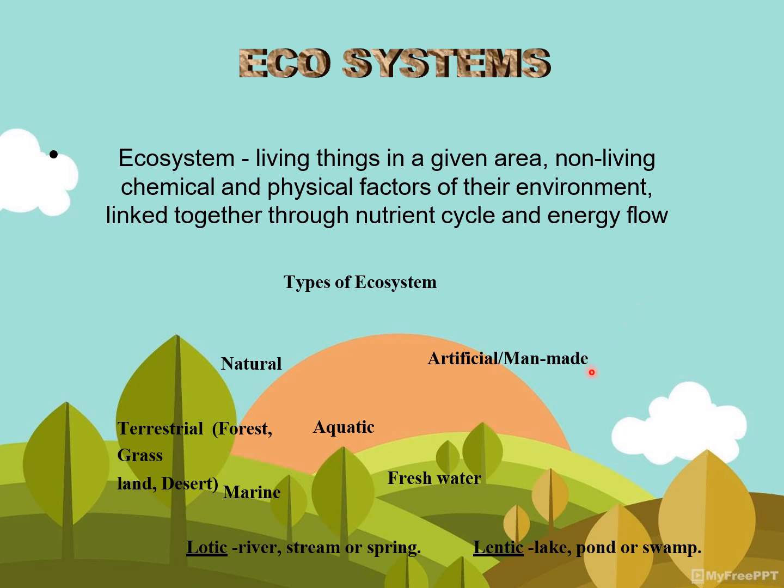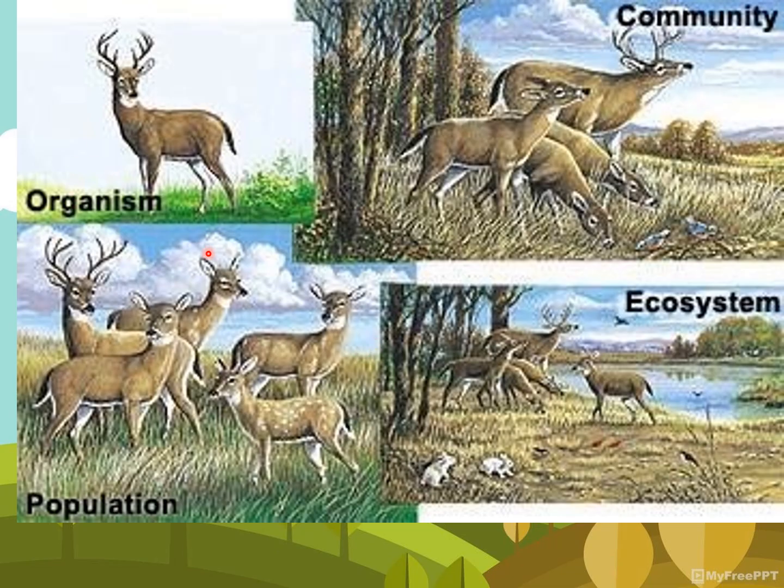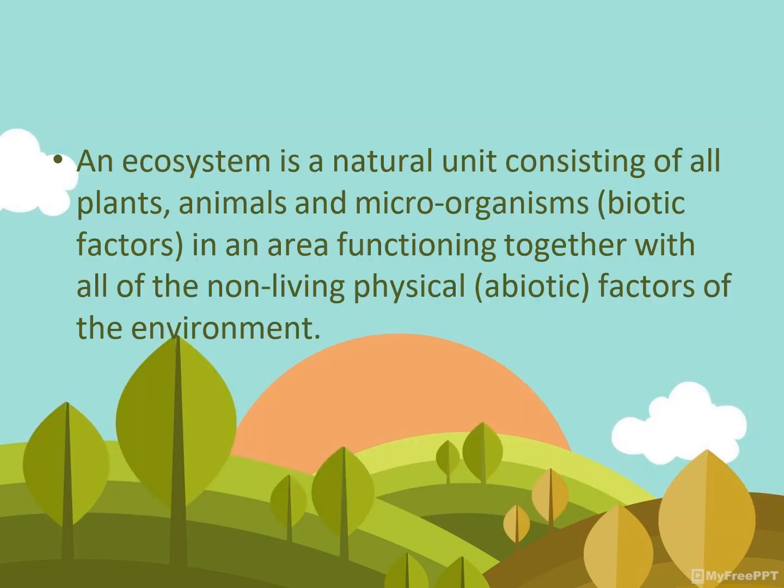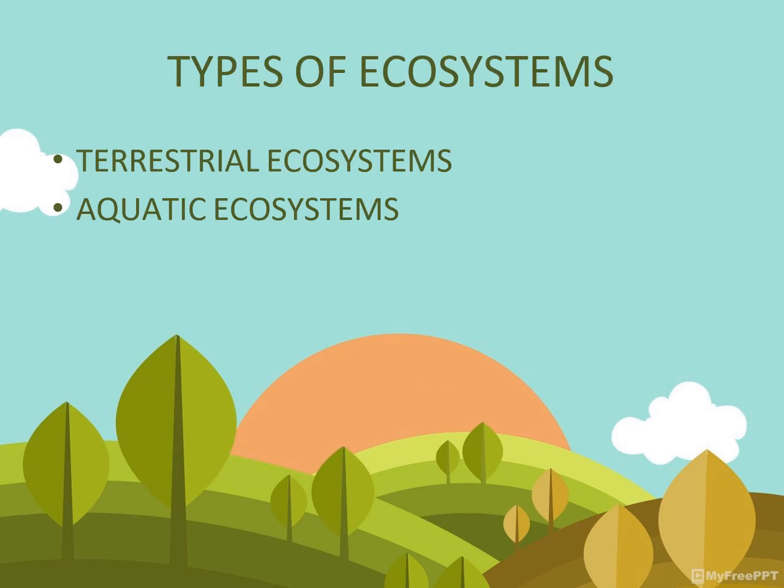On the other hand, artificial or man-made ecosystems include aquariums, zoos, zoological parks, and so on. So here, organism, population, and community as a whole, we have to call it an ecosystem. An ecosystem is a natural unit consisting of all plants, animals, and microorganisms. That is, it includes biotic factors in an area functioning together with all of the non-living physical, that means abiotic, factors of the environment.